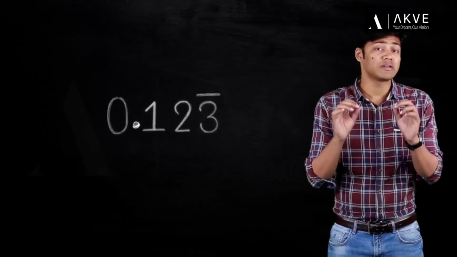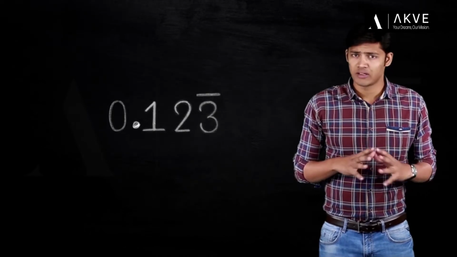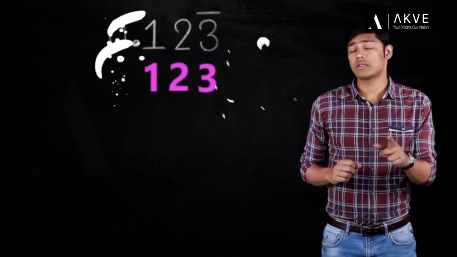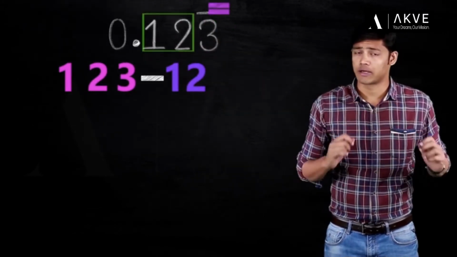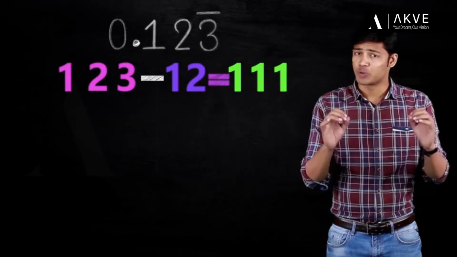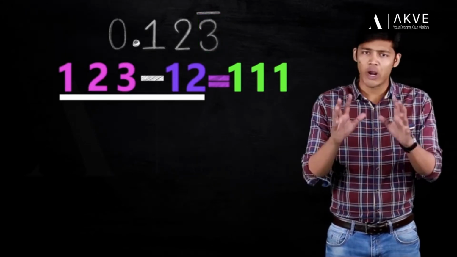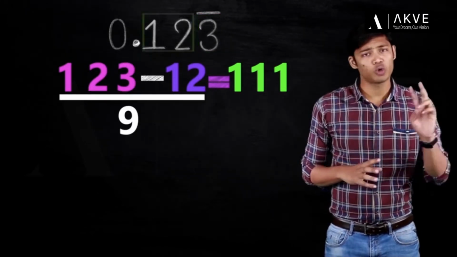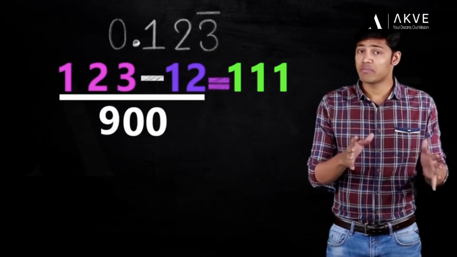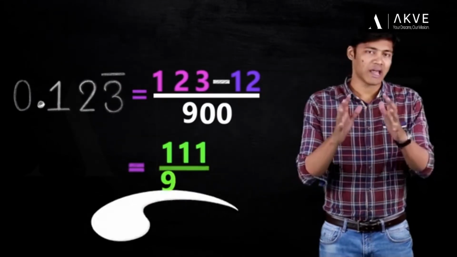This time, in the number 0.123 bar, if the bar is only on 3, then again 123, the complete number, minus 12, the non-recurring part, which gives 111 as the numerator. As we can see, there is only 1 recurring digit. So only one 9 in the denominator. And there are 2 non-recurring digits, so 2 zeros in the denominator. So the number 0.123 bar will be equal to 111 by 900.